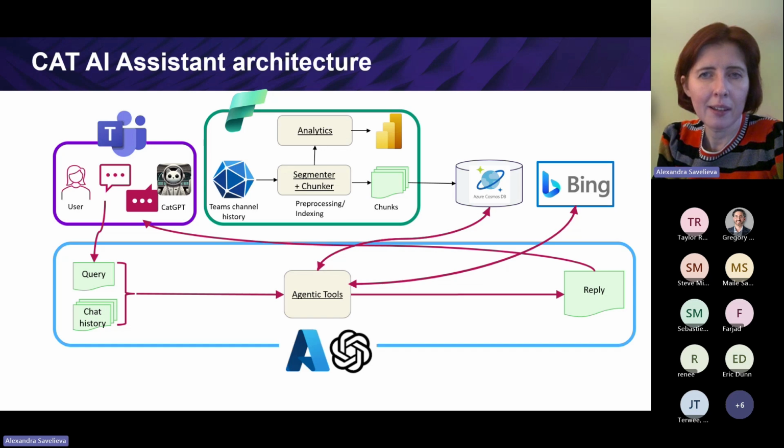information again is broken down into chunks as needed. In this case, we are using Azure Cosmos DB as the vector database, and also the API that provides additional information is Bing.